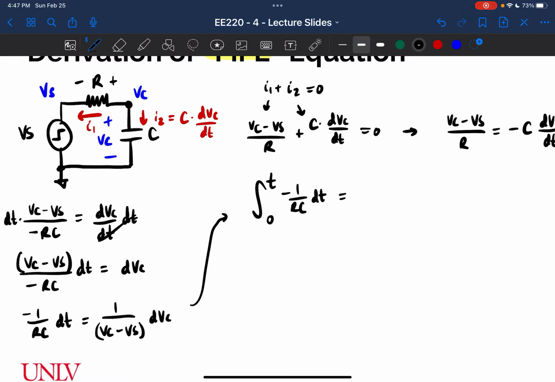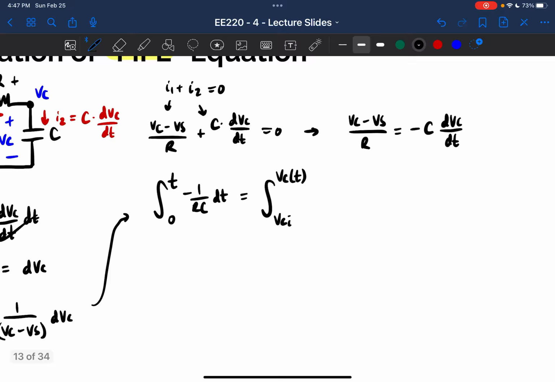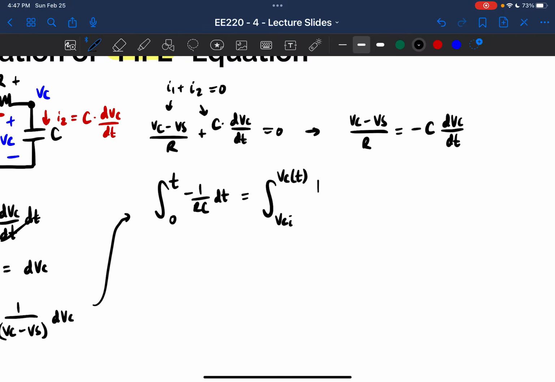I'm integrating from, let's just say, some initial capacitor voltage, VCI, out to some capacitor voltage at time t, okay? And I'm integrating 1 over VC minus VS with respect to VC, okay? So on this left-hand side, this is pretty easy. This just comes out to negative t over RC. Not going to go through that. That's pretty self-explanatory.